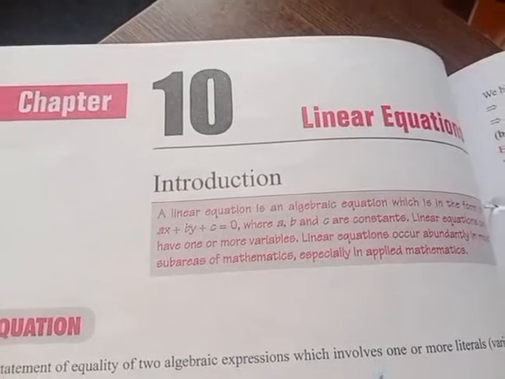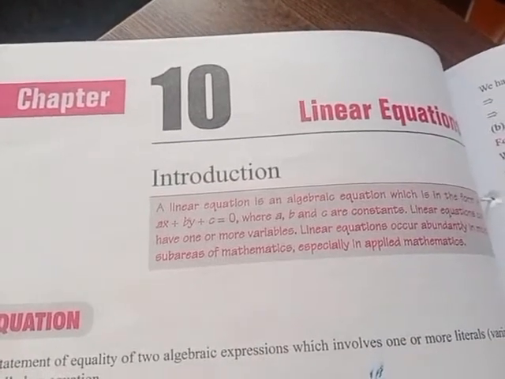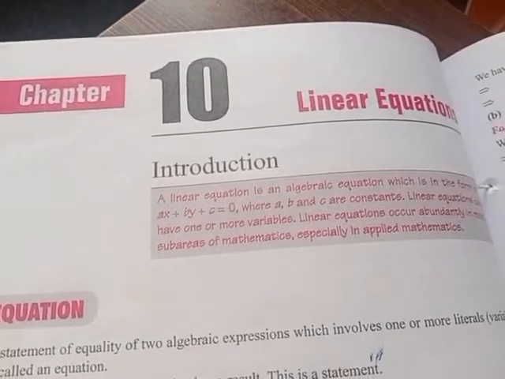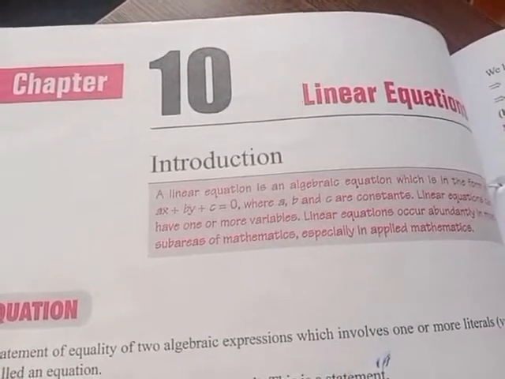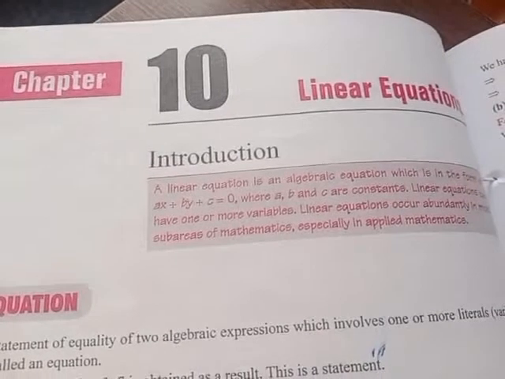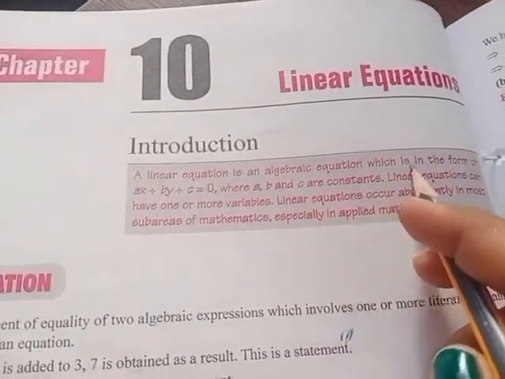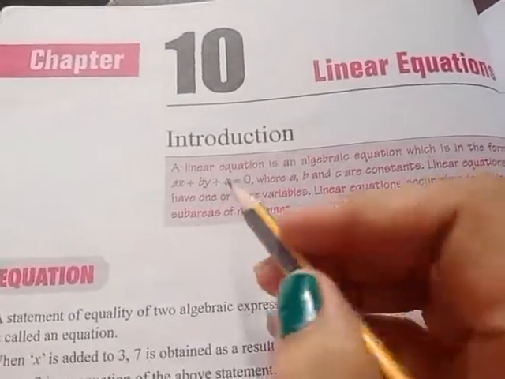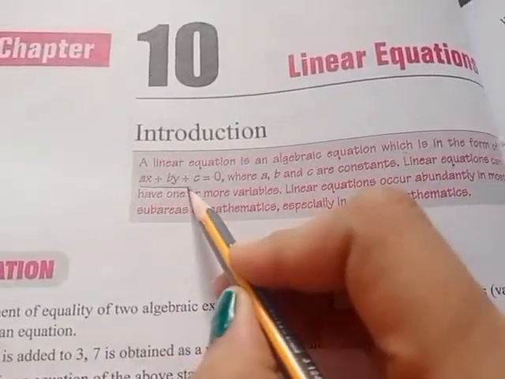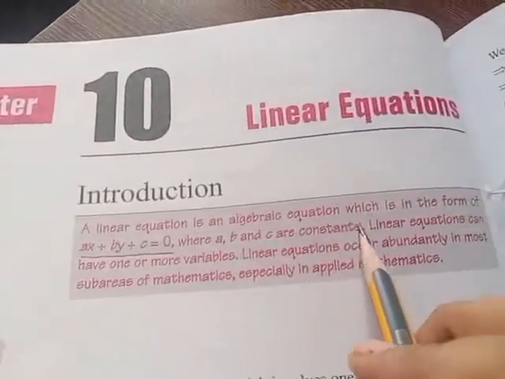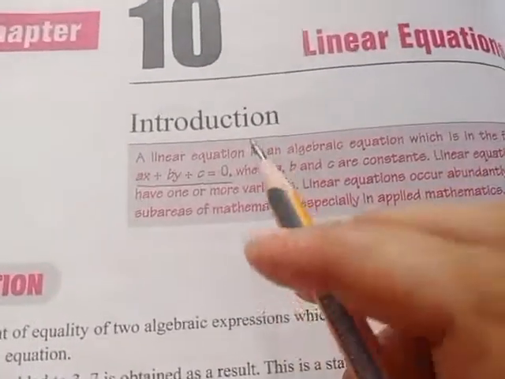6th class. Today we are going to start our next chapter of term 2, that is chapter number 10, linear equations. So what is a linear equation? Let us discuss first. A linear equation is an algebraic equation which is in the form of ax plus by plus c. This is the form of a linear equation where a, b, c are the constants and x and y are the variables.